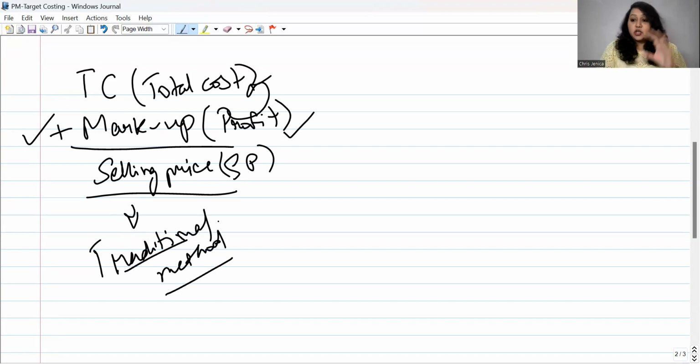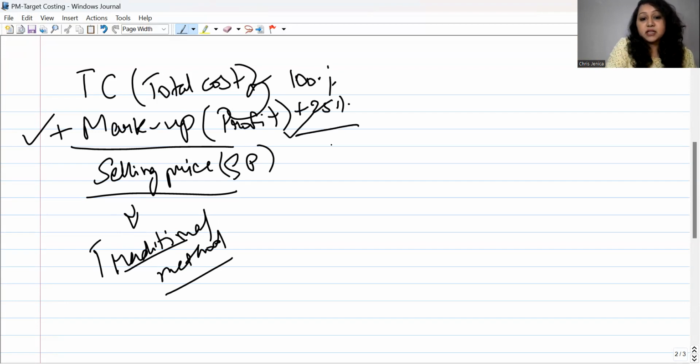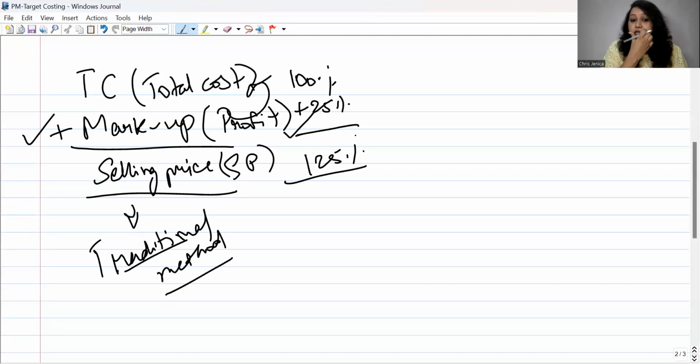The traditional method is where you actually calculate the total cost of producing the product. Then this is my desired level of profit that I want. So you mark up profit. For example, if total cost is 100%, then you have a markup of 25% and then set your selling price, right? So this is the markup method, the traditional method. You ascertain your total cost, then you set a profit and then arrive at your selling price.